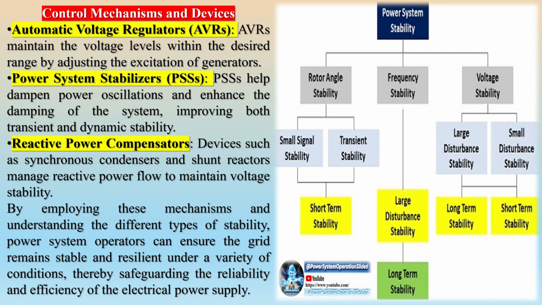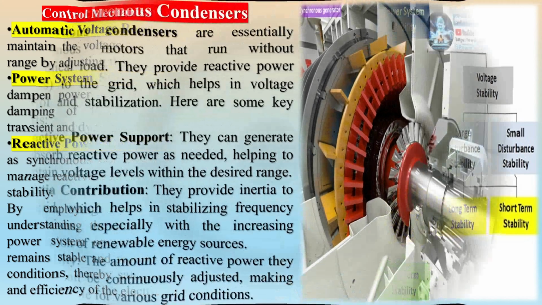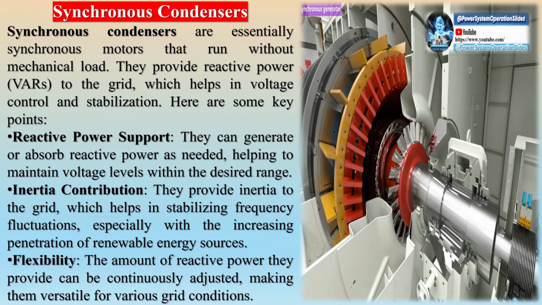Control mechanisms and devices for stability are automatic voltage regulators (AVRs). AVRs maintain the voltage levels within the desired range by adjusting the excitation of generators. Power system stabilizers (PSS) help dampen power oscillations and enhance the damping of the system, improving both transient and dynamic stability. Reactive power compensators, devices such as synchronous condensers and shunt reactors, manage reactive power flow to maintain voltage stability.